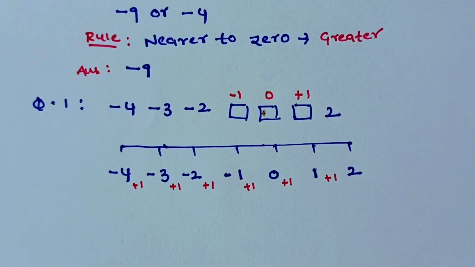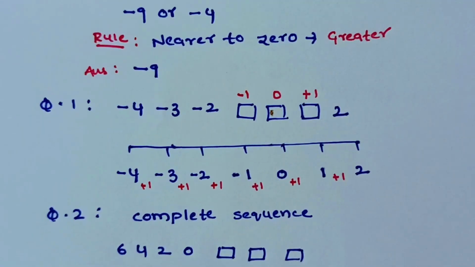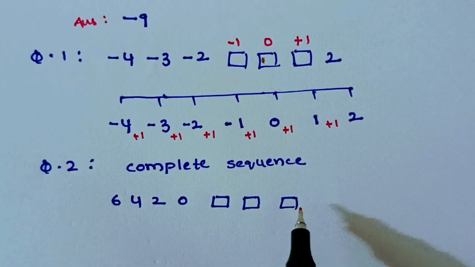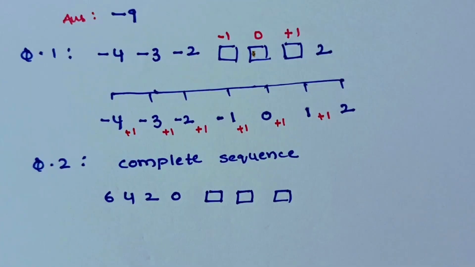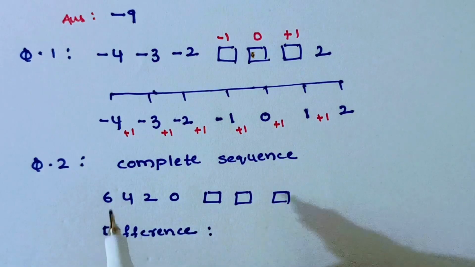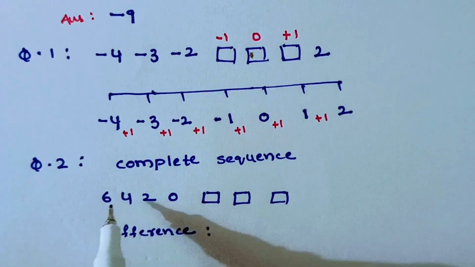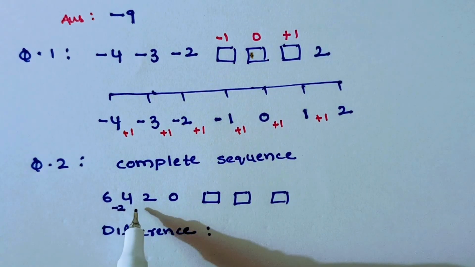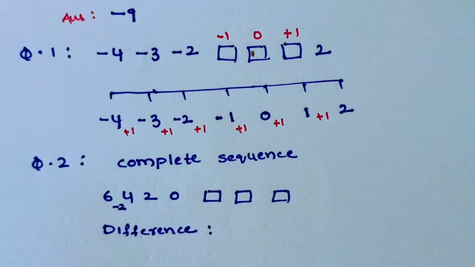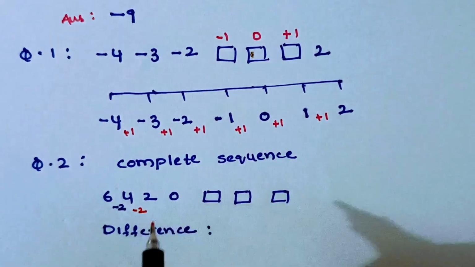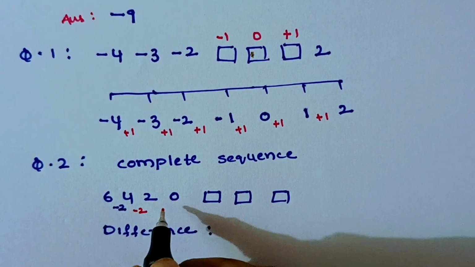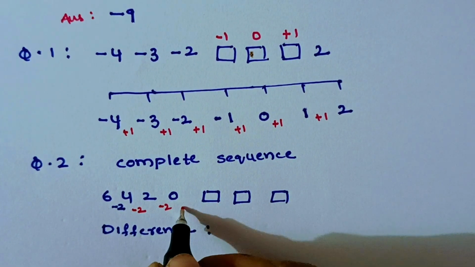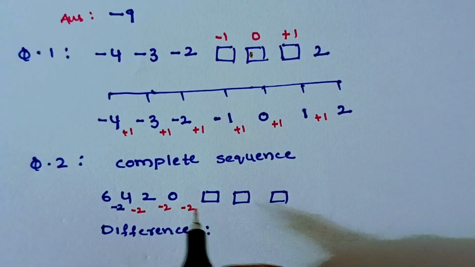Okay. Next, question number 2. Observe this pattern: 6, 4, 2, 0, blank, blank, blank. What is the difference between these numbers? Observe here 6, 4. What is the difference here? Minus 2. Okay. 4, 2. Here also minus 2. 4 minus 2 is equal to 2. 2 minus 2 is equal to 0. Next, minus 2, so 0 minus 2.